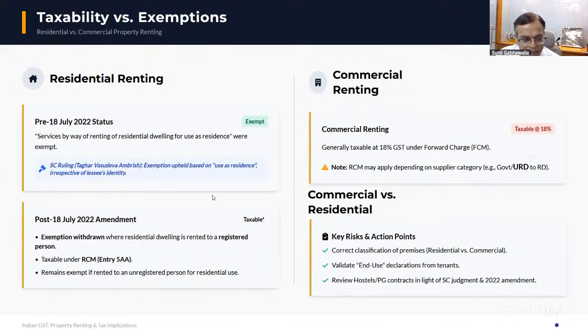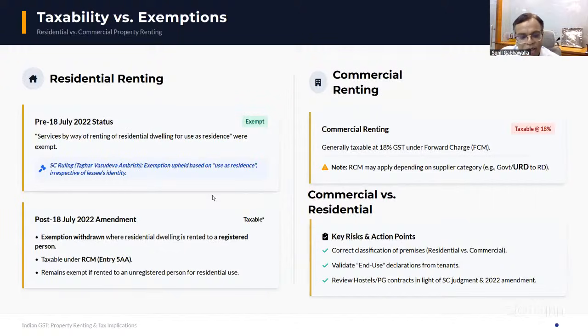for use as residence. The hostel operator, who is the tenant here, is not using the property as a residence for himself. He is using it so that it could be further let out by way of hostel services or by way of a PG accommodation service to various students. And therefore, there was a sort of a strict interpretation of the exemption notification which was canvassed, resulting in a denial of exemption and a demand of tax liability.